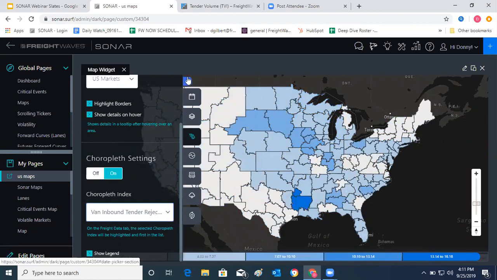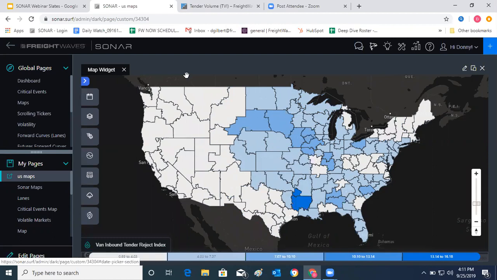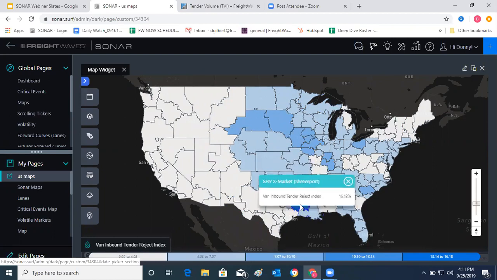On the outbound markets, it measured a carrier's willingness to pick up a load in that market. Well, here it shows us the willingness of carriers to deliver into a market. So right here, looking into the Shreveport market, of course, we know we've had a lot of weather around here. It has a 16.18% tender rejection rate. And what that really means is a lot of drivers are resisting loads that are going into the Shreveport market.